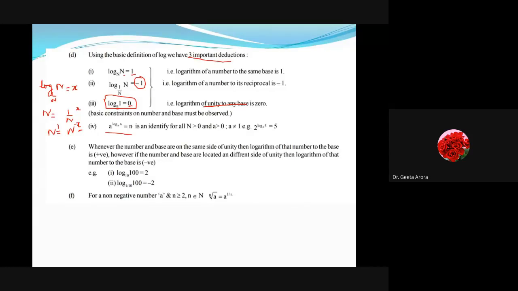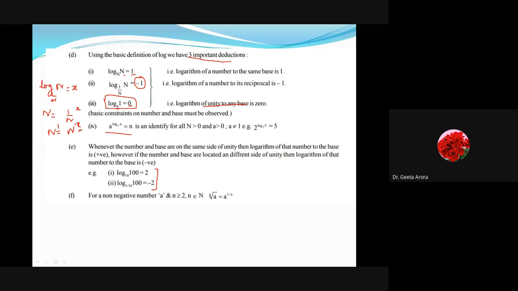The next one is: whenever the number and base are on the same side of unity, then the logarithm of that number to the base is positive. However, if the number and base are located on different sides of unity, then the logarithm of the number is negative. Suppose we are getting MCQs and we are looking for whether the option should be positive or negative. So you can take it as a thumb rule.